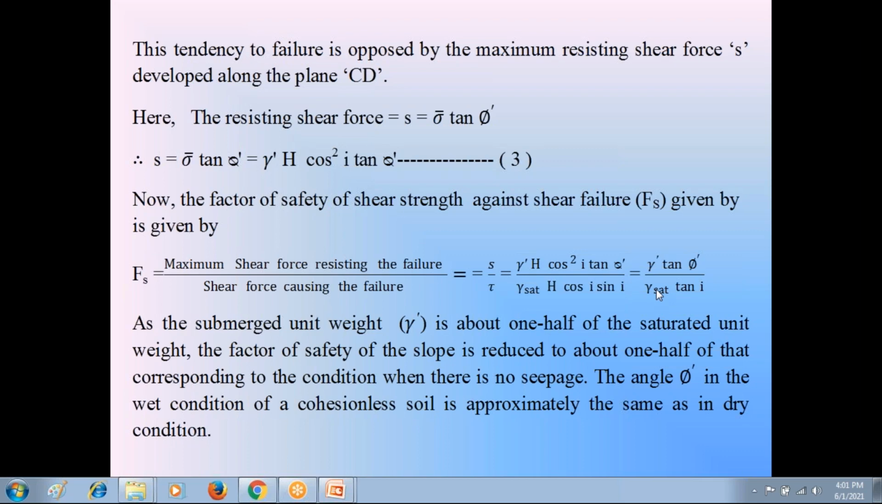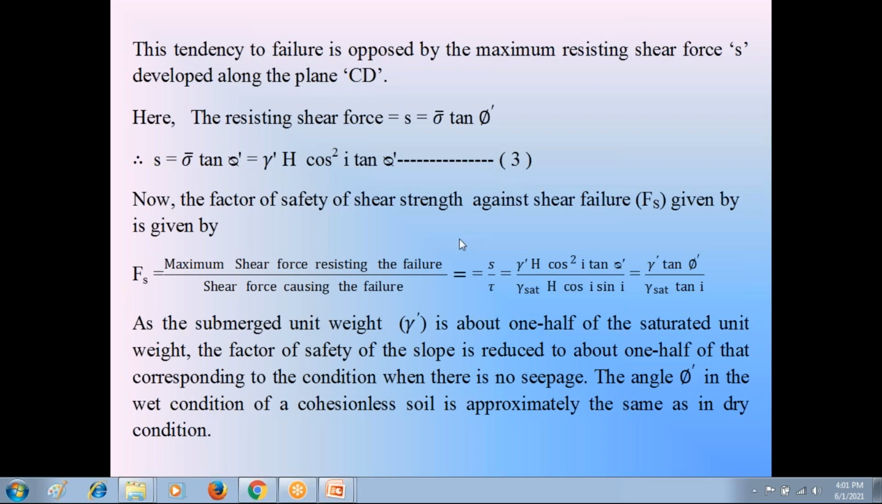So this is the discussion of stability analysis of infinite cohesionless side slope in the dry condition, in the submerged condition, and also in the seepage flow condition. So with this, the stability analysis of infinite cohesionless side slope is completed.